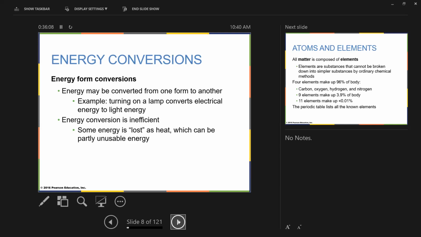Every time we convert energy from one form to another, some of that energy is converted to heat, and we can't access it anymore. We don't destroy energy, but we convert it. As we go from one form to another, we lose some of the usefulness of that energy as heat. We can't recover it.